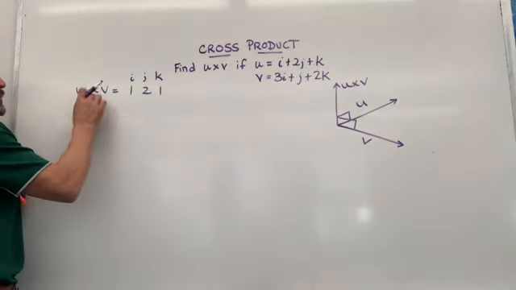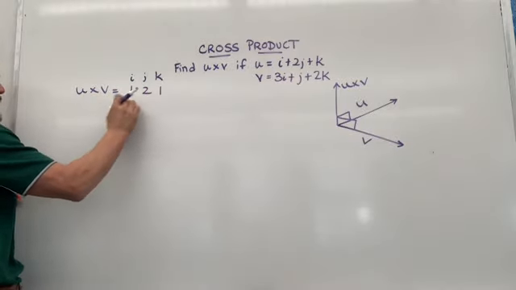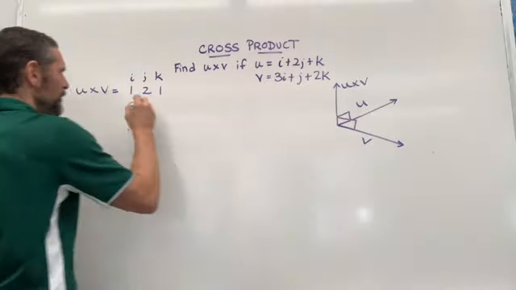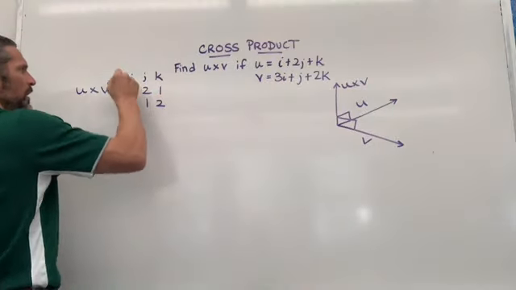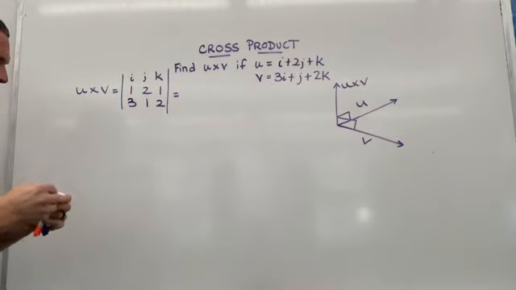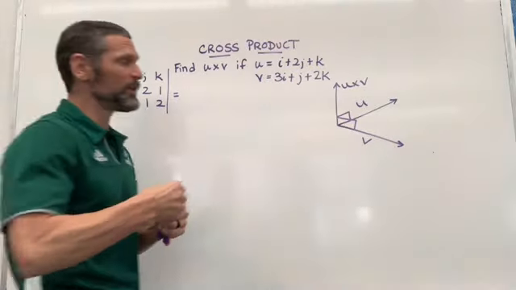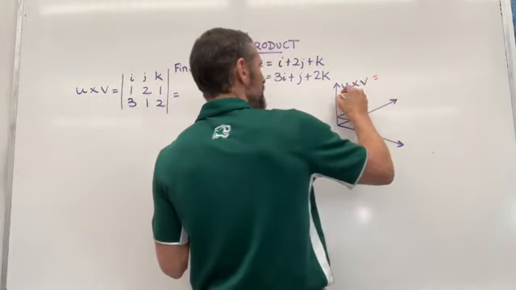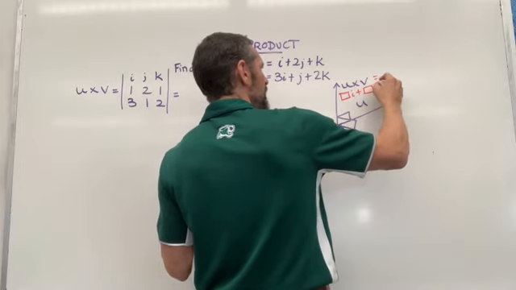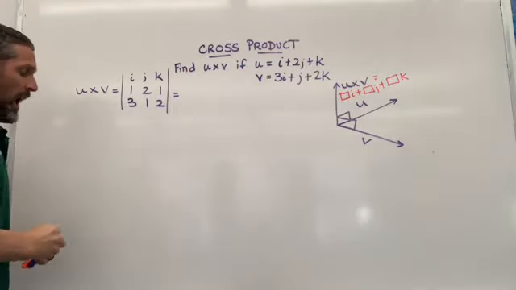So if you're doing u cross v, we're going to go 1, 2, 1, and then v will take the third spot in this 3 by 3 matrix: 3, 1, 2. And I am now going to use my little ditty. I say, if I want the i's, and I do, this vector is something i plus something j plus something k. I want the i's.